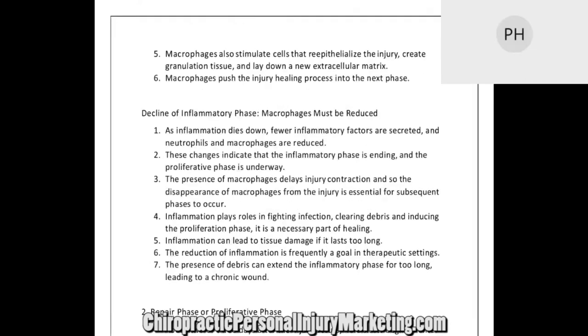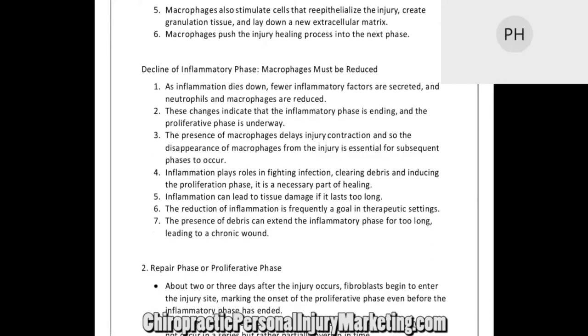Macrophages also stimulate cells that re-epithelialize the injury, create granulation tissue, and lay down new extracellular matrix. So we have the beginning stage of scar tissue, granulation tissue, and extracellular matrix, and macrophages push the injury healing process into the next phase. So, the decline of the inflammatory phase.